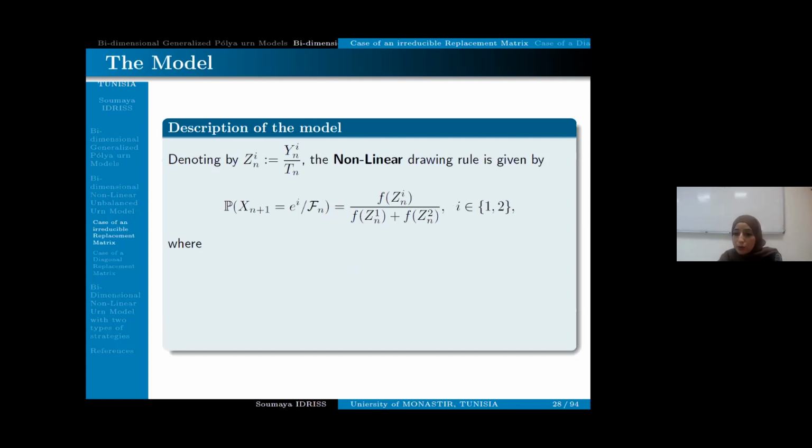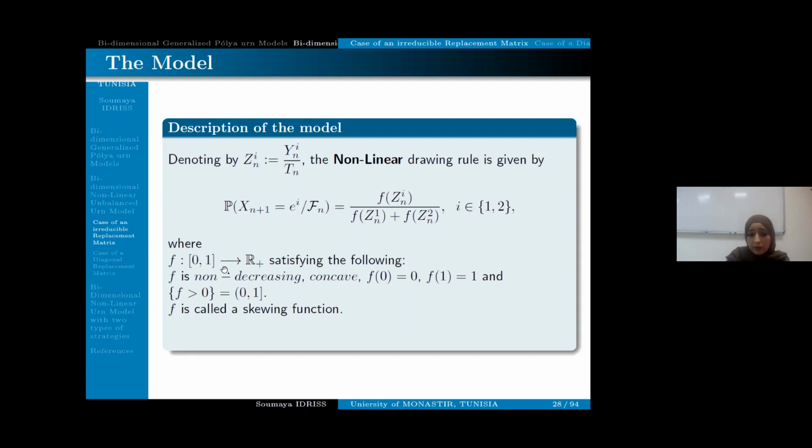The nonlinear drawing rule is given by this quantity, for Zn I being the proportion of the number of balls of type I, where the function f is a continuous function defined on [0,1] satisfying the following: f is non-decreasing, concave, and equals 0 at 0 and 1 at 1. In this case, f is called a skewing function. Notice that if we set f to be the identity, then one retrieves the classic uniform drawing rule.